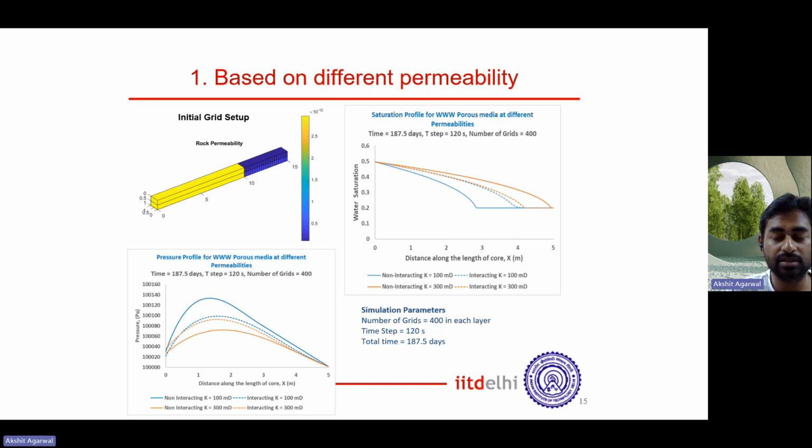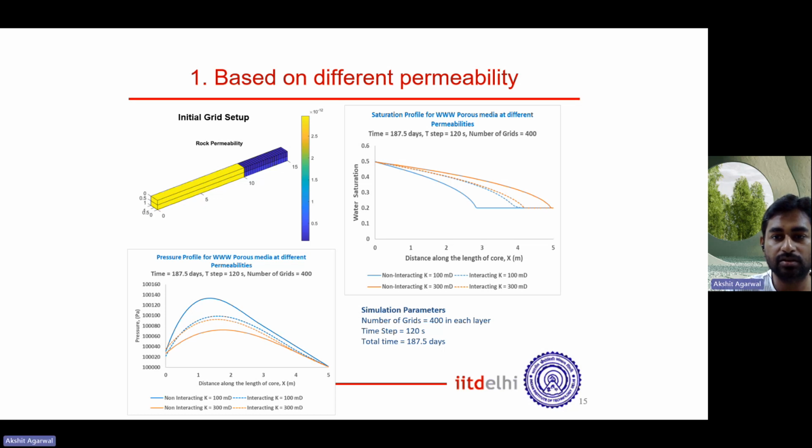Based on the results of saturation as observed in the saturation profile, we have noticed that when the layers interact, the infiltration of wetting fluid occurs more rapidly in layers with lower permeability, that is 100 millidarcy, and more slowly in layers with higher permeability, that is 300 millidarcy, in contrast to situations where the layers do not interact. Additionally, we have observed that the saturation profiles of both interacting layers are nearly identical, with any deviations only becoming noticeable near the front location.